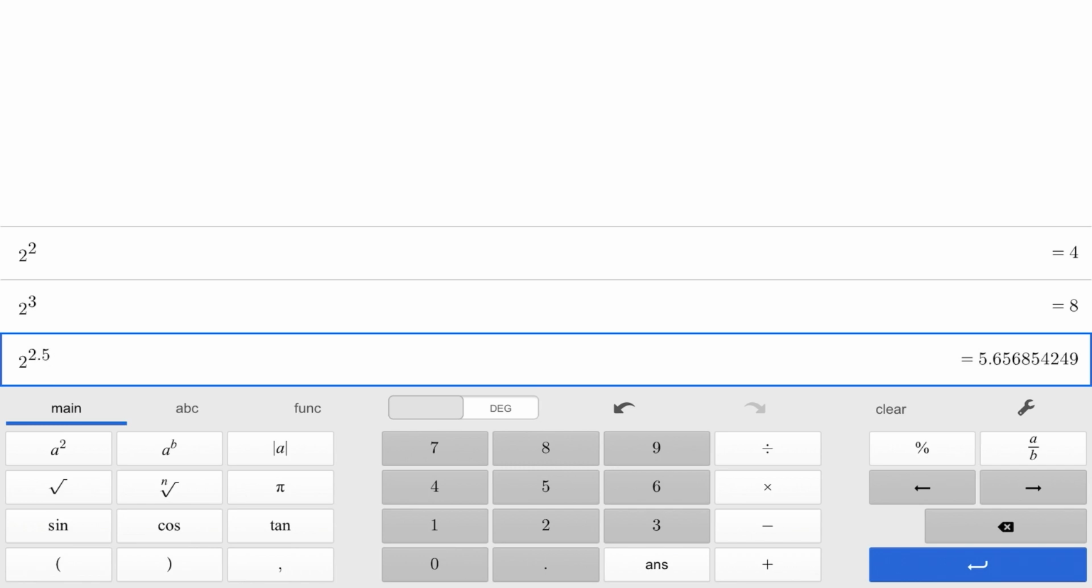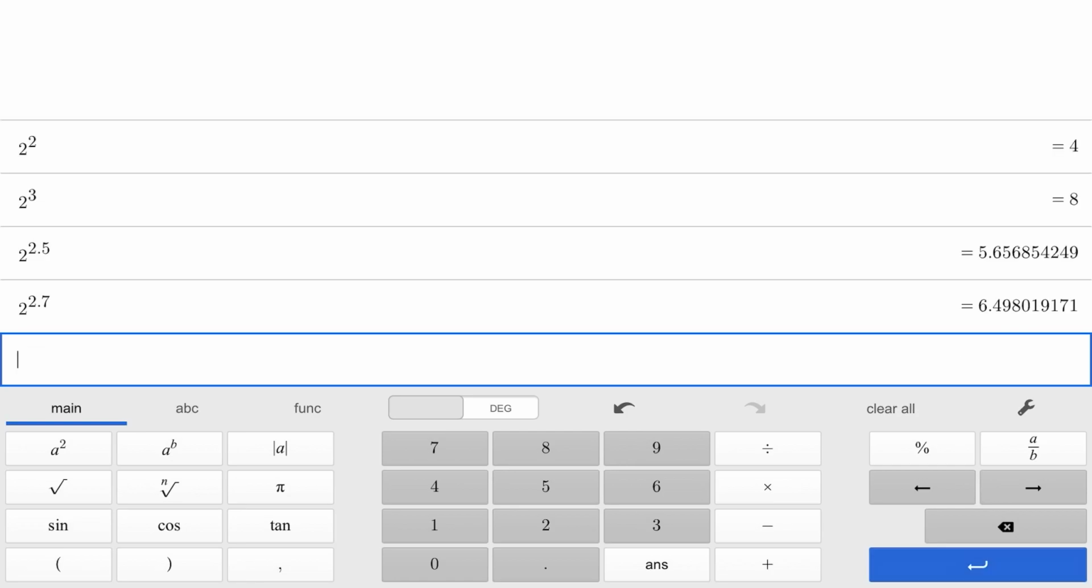So maybe I'll try 2 to the power of 2.5. This number is too small, so we'll try something bigger. Maybe 2 to the power of 2.7. If you look here, this number is getting closer to 7. So I'll try 2 to the power of 2.9. That's too big, so then I'll try 2.8. And this is getting pretty close to 7.